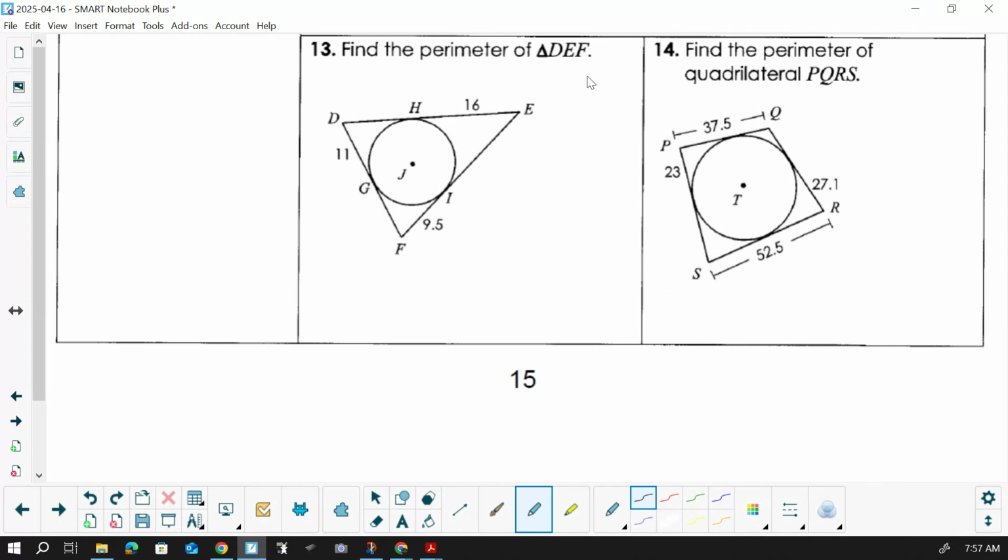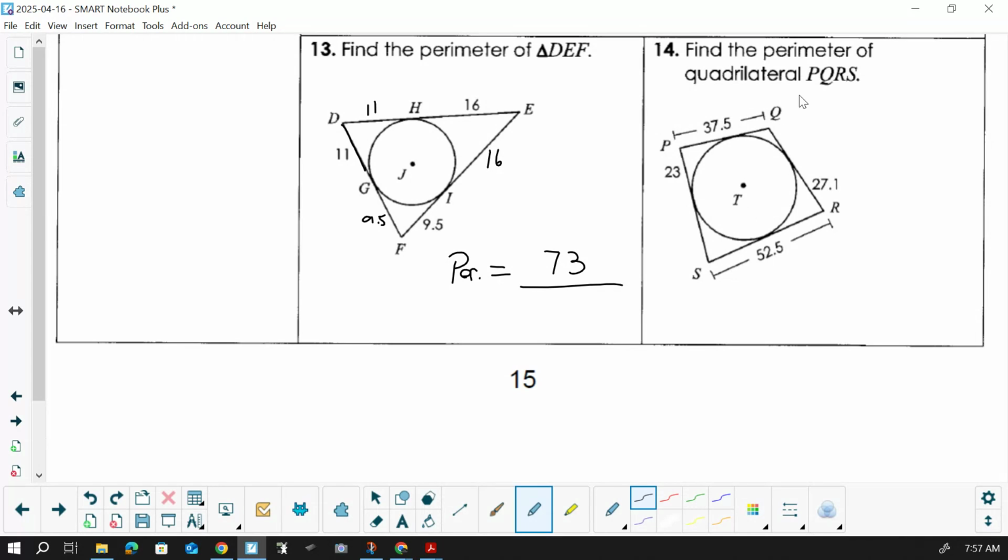Find the perimeter. Well, this isn't too bad. If this is 11, what is this one right here? 11. If this one is 16, what's this one right here? 16. This one is 9.5. What is this? 9.5. Okay, so the perimeter means you're going to add up all these. So 11 plus 16 plus 16 plus 9.5, right? If you add all those numbers up, the perimeter is what? That's right, 73. Okay?